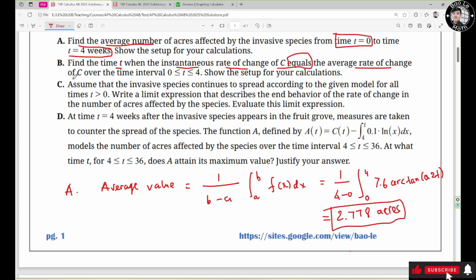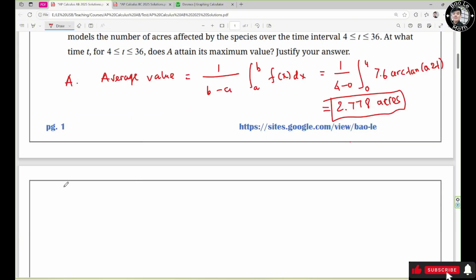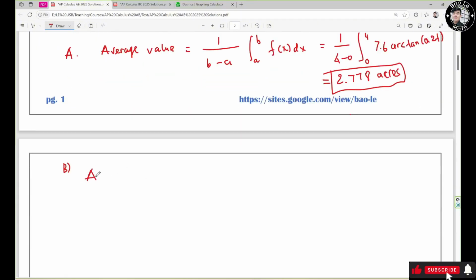Now question B. Find the time t when the instantaneous rate of change of c equals the average rate of change of c over the time interval 0 to 4. So the average rate of change is going to be c of 4 minus c of 0, over 4 minus 0.